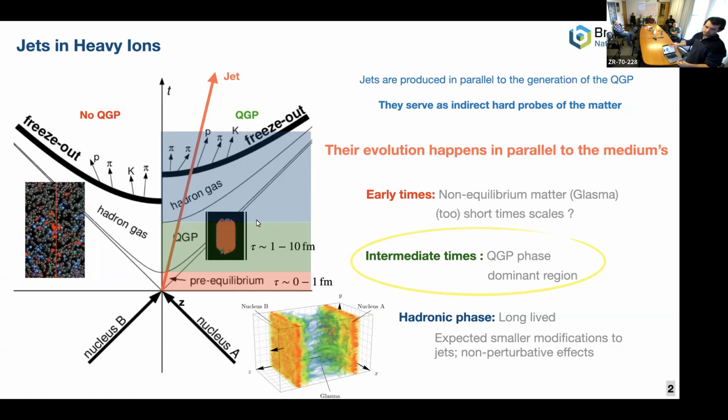Of course, afterwards there is also a hadronic phase, and finally the freeze out of all of the interactions. But the effects on the jets coming from this stage are expected to be much less significant compared to the intermediate stage.